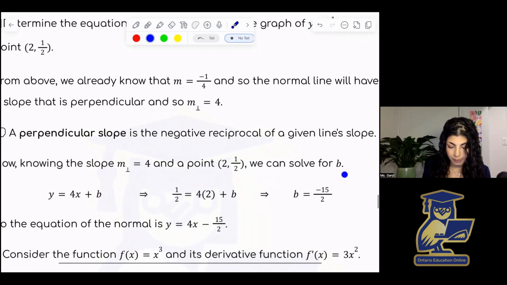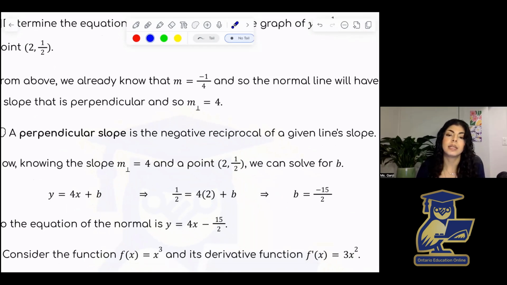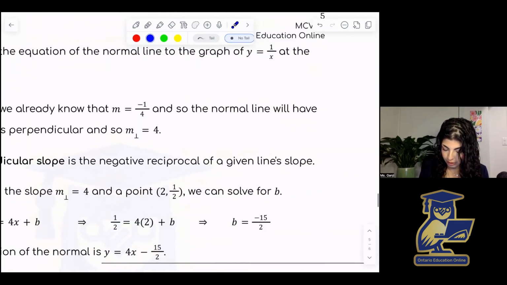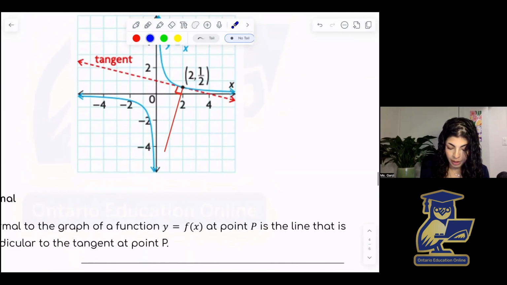Again, you're just solving for b. So in this example, I showed you the process. So y equals 4x plus b. Given your x and y, we can find that b is equal to negative 5 over 2. Or sorry, negative 15 over 2.